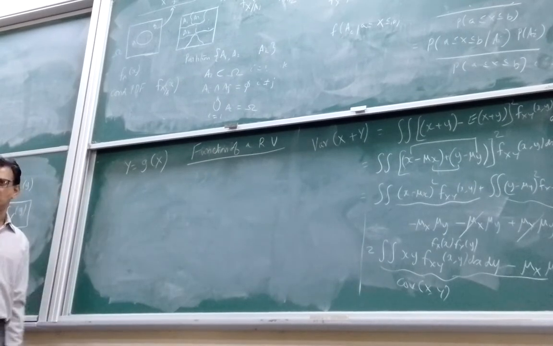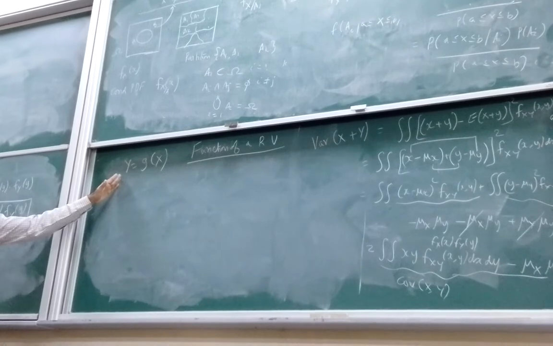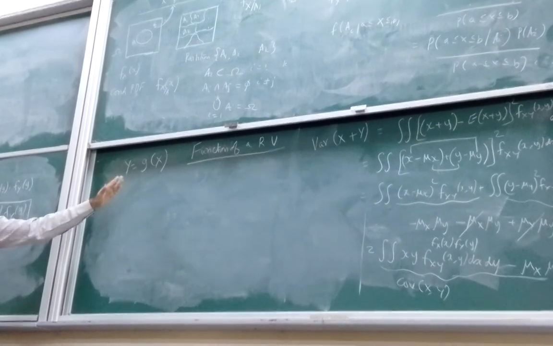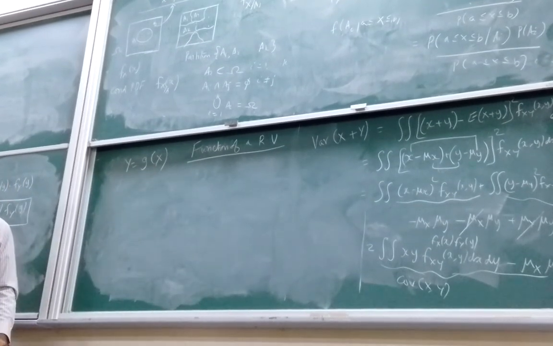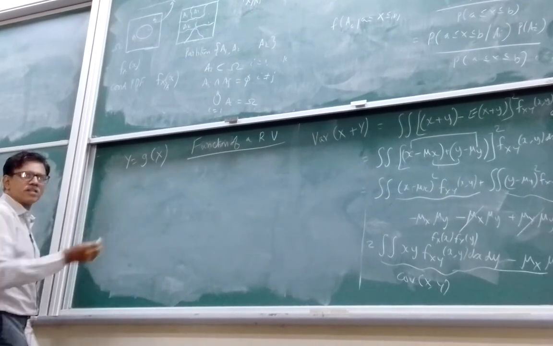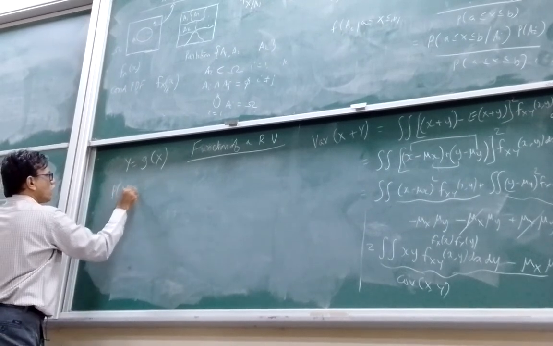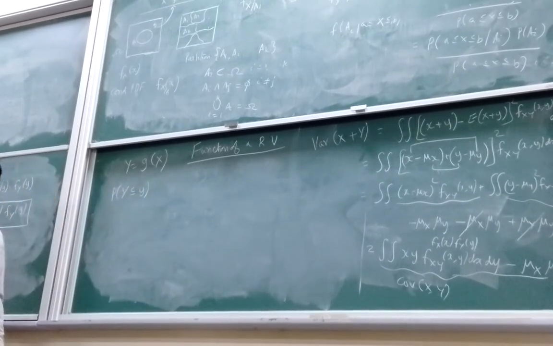Function of a random variable. X is a random variable. You can define a function of the random variable, you call it g of x. Then how will this look? It will have a density function and CDF. Okay. Let us say this is what we are first looking at.